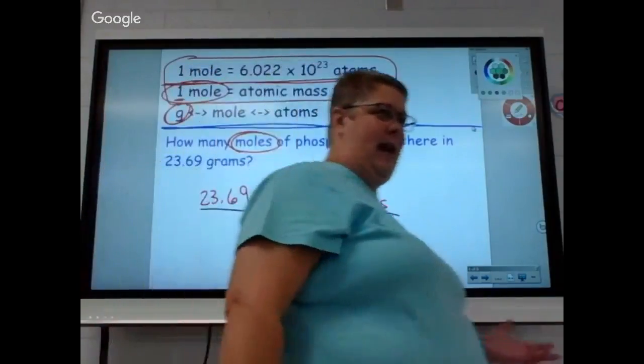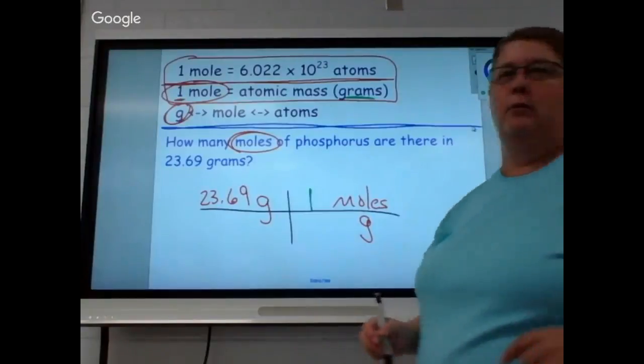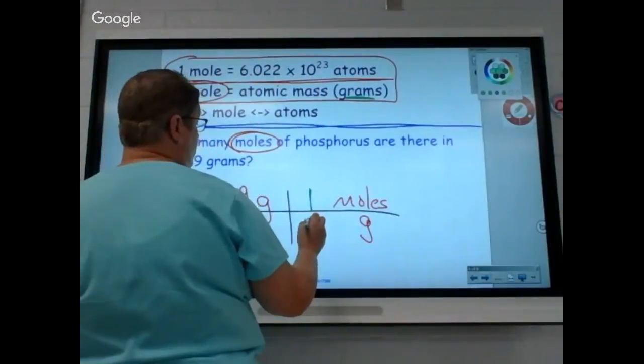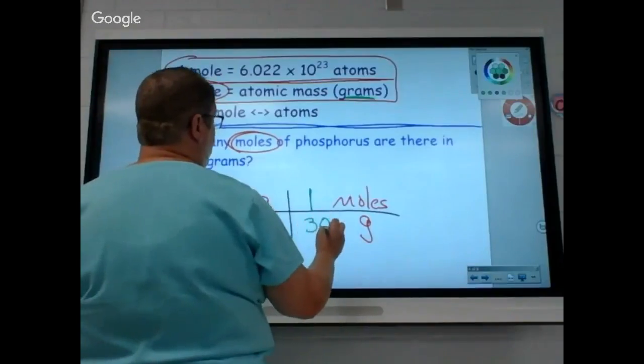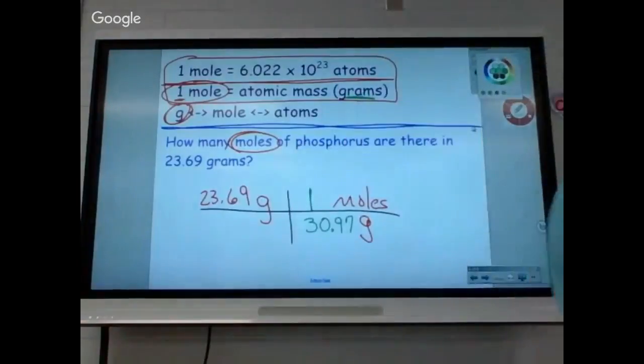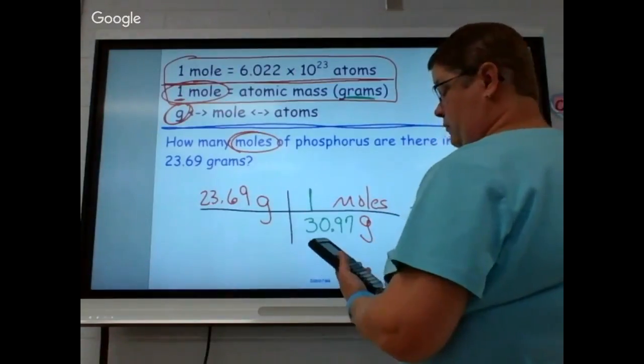Where do we find atomic mass? On the periodic table. So what element do we have in the question? So what do we put right here? 15, 30, I mean, it says 30.97 because we want the mass, not the atomic number. And that's an easy mistake to make, to pick up the atomic number. So 23.69 divided by 30.97 and you get 0.764.